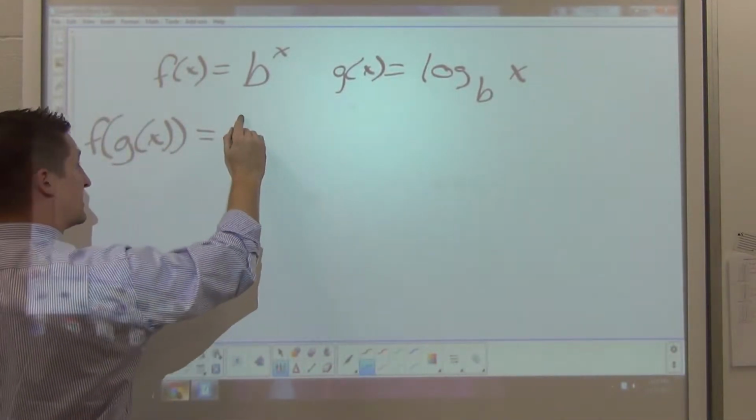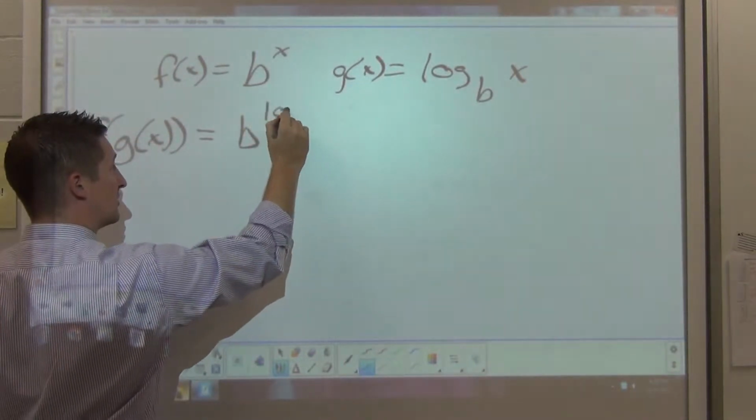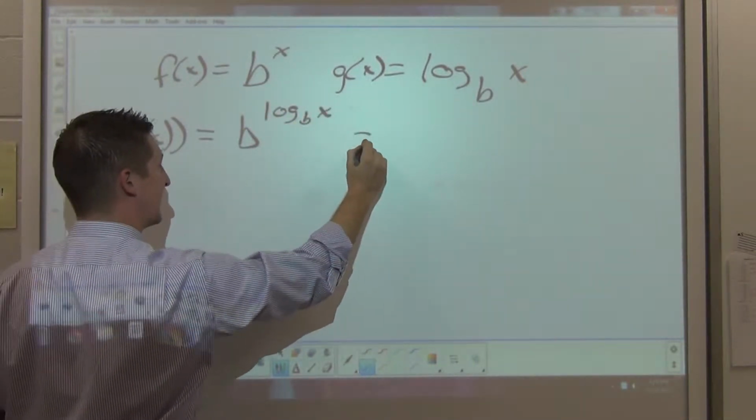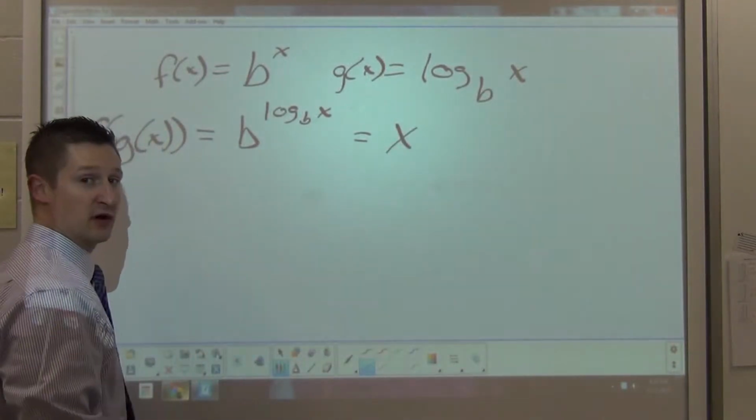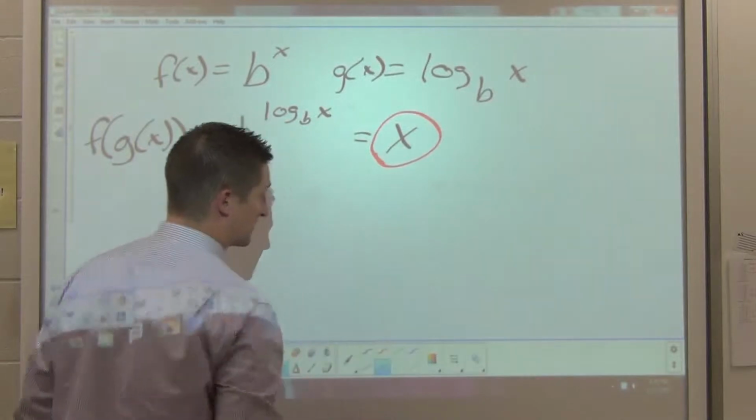So when I take b raised to the, replace x with the other function, the log base b of x, I get x because they're inverse functions and the definition of inverse functions tells me so. So that equals just x.